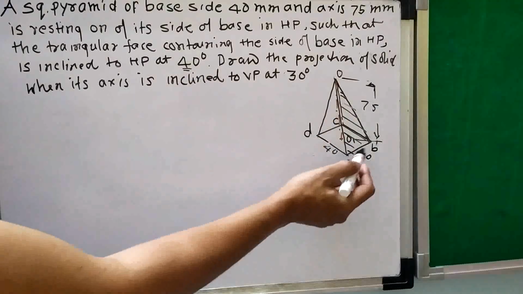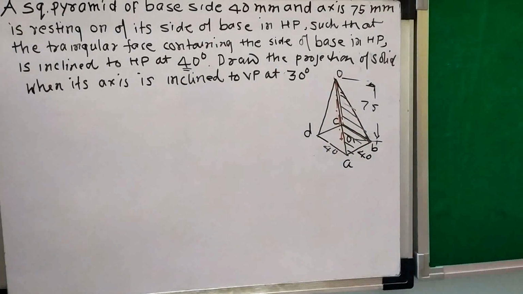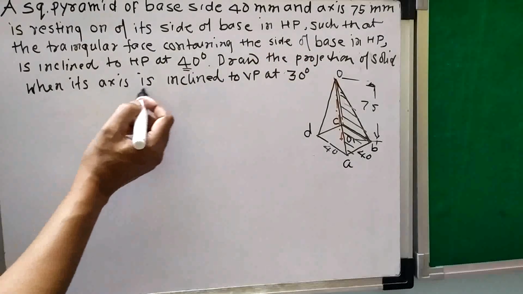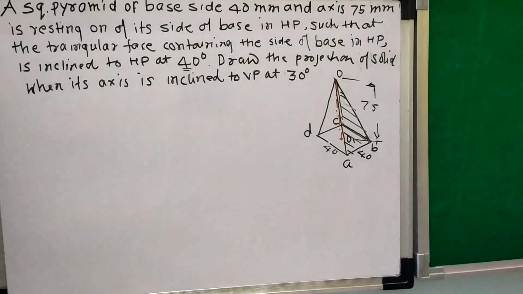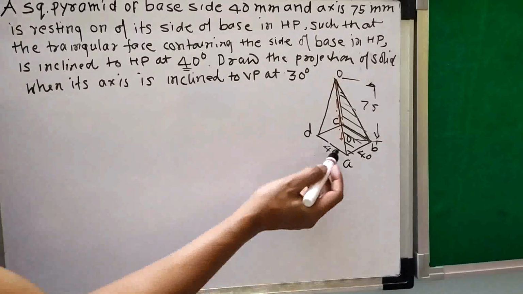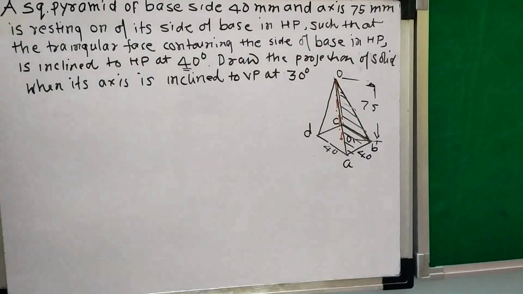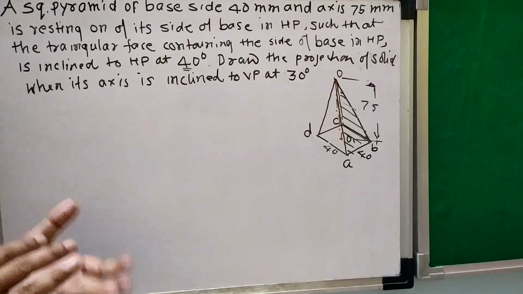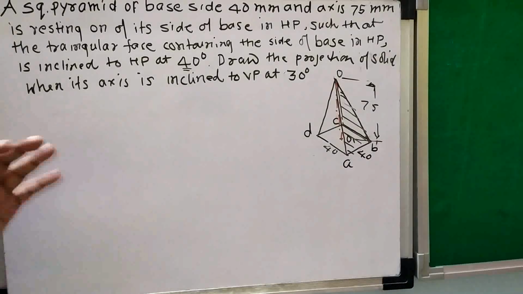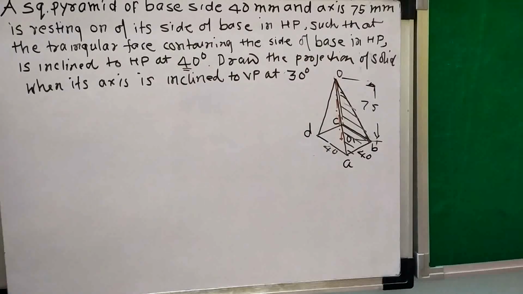This triangular face is inclined to HP at 40 degrees. So the inclination of this OAB face is given, and draw the projection of the solid when its axis is inclined to VP at 30 degrees. Means your face OAB is inclined to HP at 40 degrees and axis is inclined to VP at 30 degrees. Within these two conditions we have to solve the projection, that is, you have to find out the front view and top view.